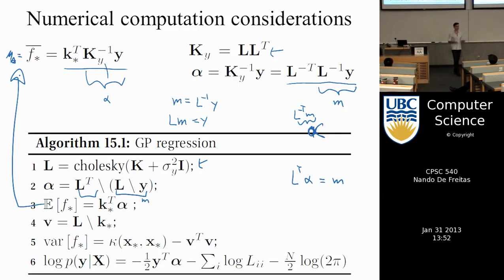Gaussian processes are used a lot. They're used in SIGGRAPH in animation. They're used all over the place. It's an extremely popular tool.